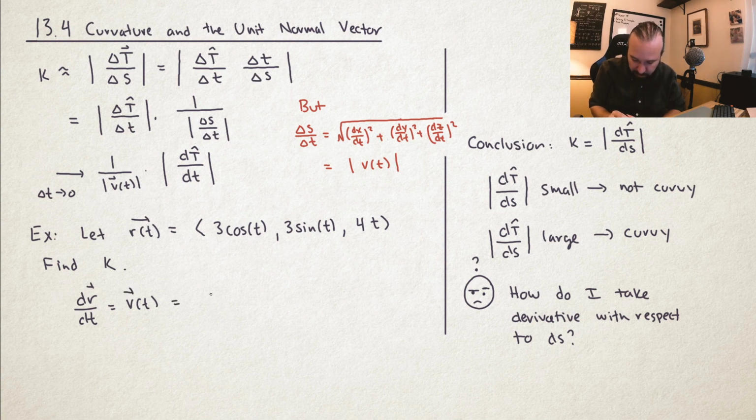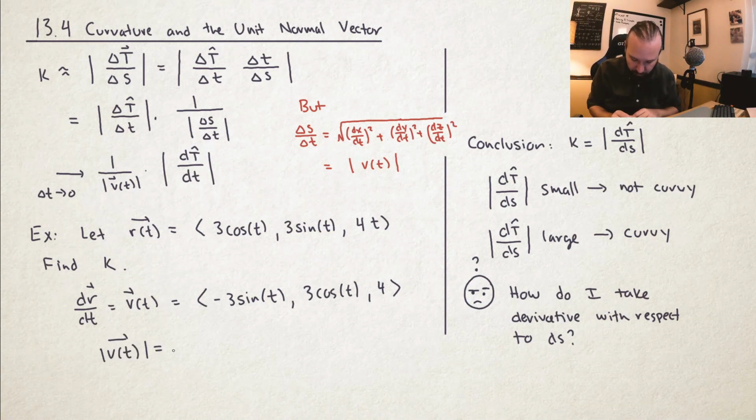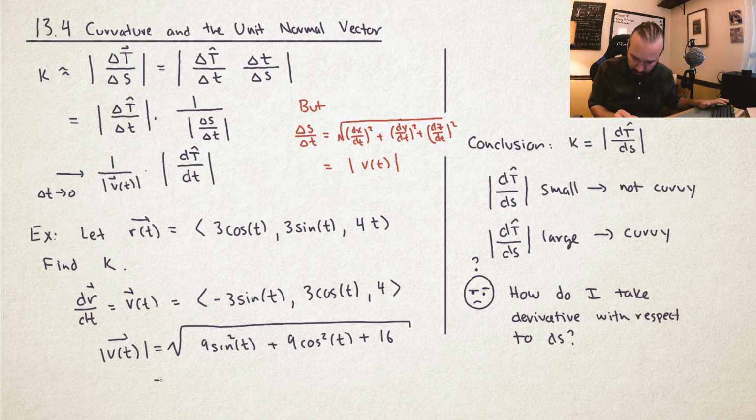All right, so I'm just taking some derivatives. Okay, and now also I've got a magnitude right there. So I need a magnitude of this. Okay, so square root. So what am I going to get? 9 sine squared t plus 9 cos squared t plus 16. So this is going to be, I can factor out the 9 and I'll get sine squared plus cosine squared is 1. Then I'll just have 9 plus 16. So this is the square root of 25. So that's 5.